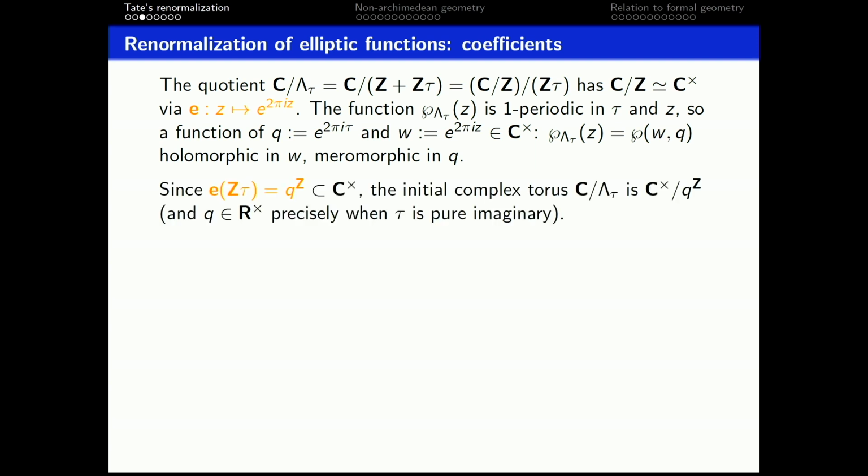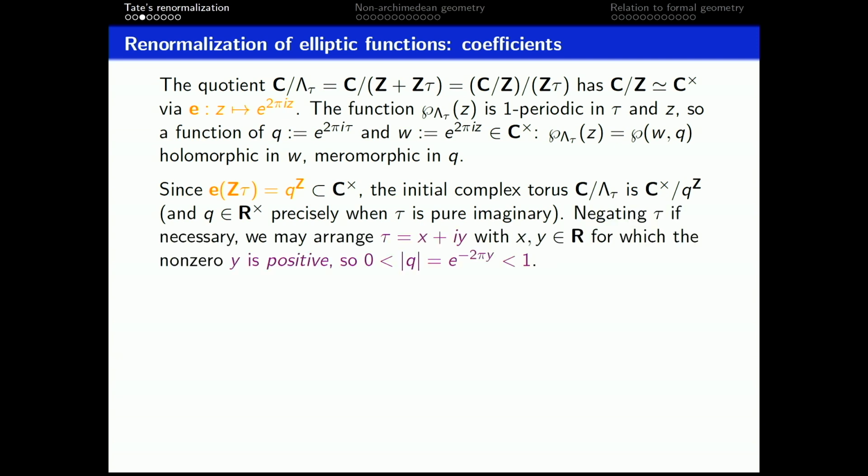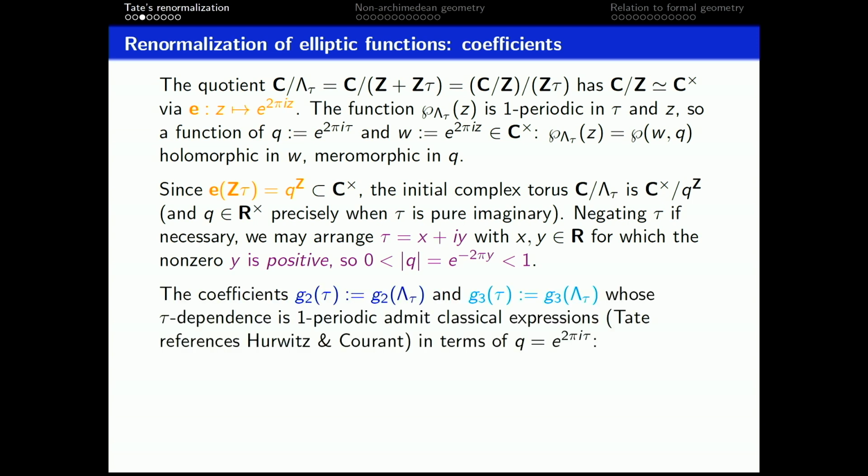Now, passing to C star kills off the first period, and the second period, under this exponential map, gets carried to q to the Z, and so this elliptic curve, written in additive form, takes on this multiplicative form. And the last little adjustment: the tau that we initially had, we're certainly allowed to negate it without changing the lattice, so we can arrange that the real part is positive, so this number q, e to the 2 pi i tau, sits in this range. In other words, q sits in the punctured open unit disk.